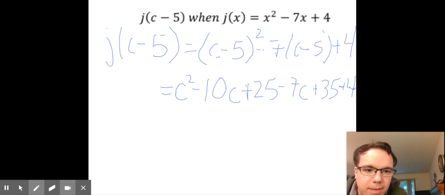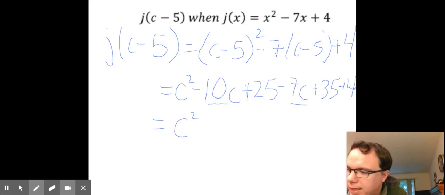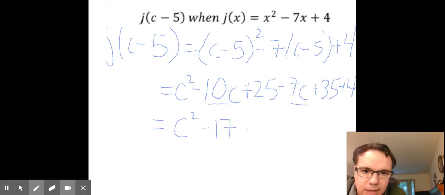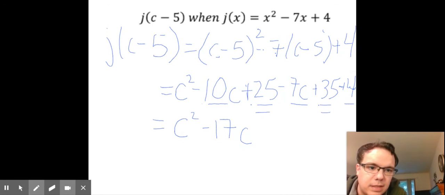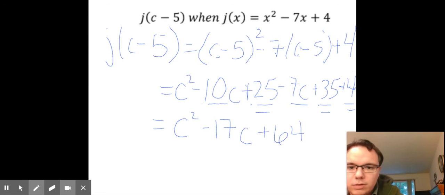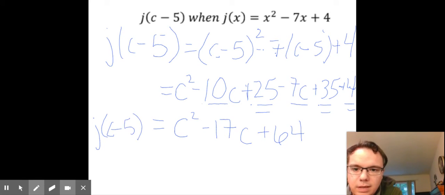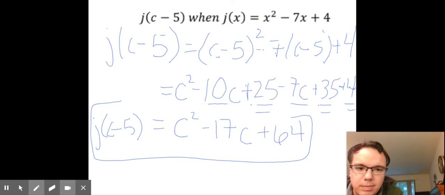So if I just combine my like terms, I have a c squared with nothing else, so I'm going to keep that c squared. I have a negative 10c and a negative 7c, so that's a negative 17c. And I have a positive 25, positive 35, and a positive 4, and that adds up to 64. So plus 64. So j of c minus 5 is c squared minus 17c plus 64.